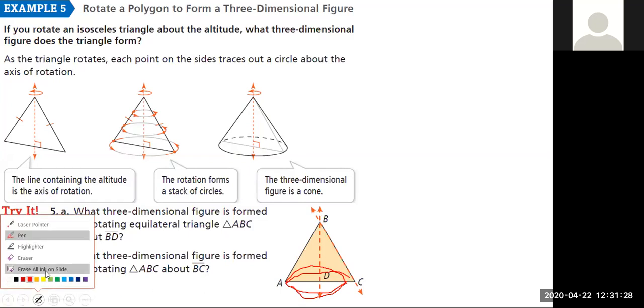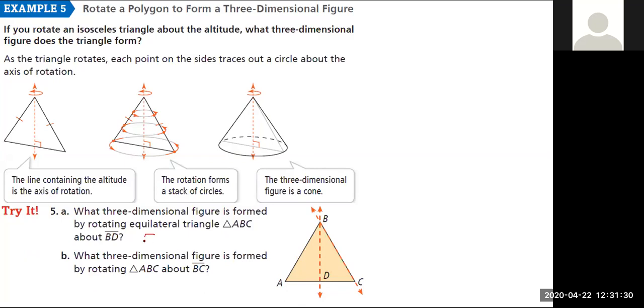Now, if you, so, oh, that was horrible. I don't know why I just wrote with my mouse. Let me try that again. So that's a cone.